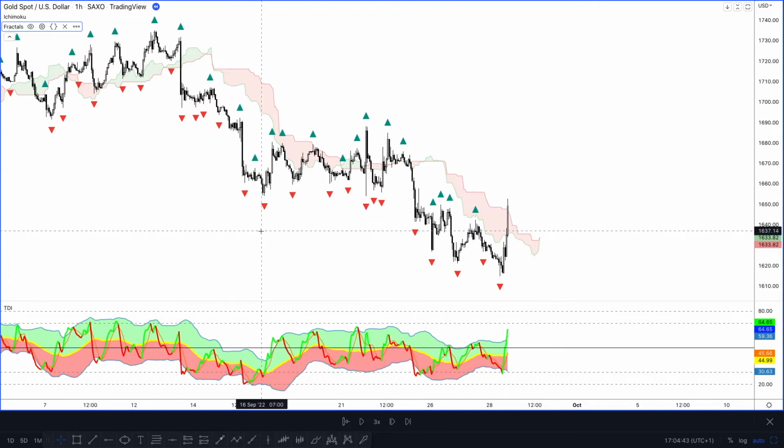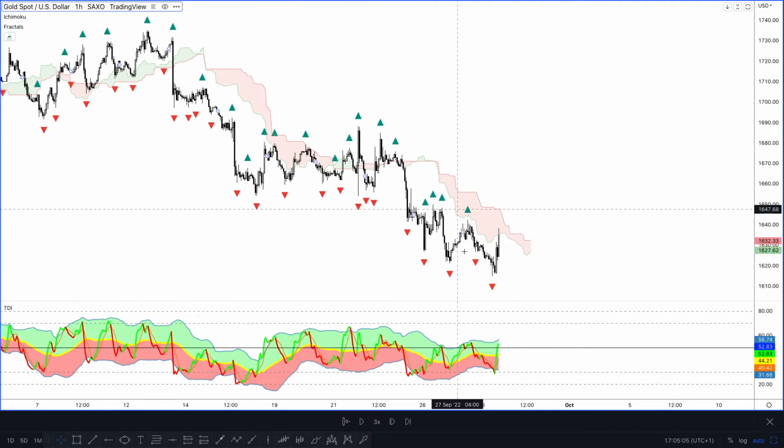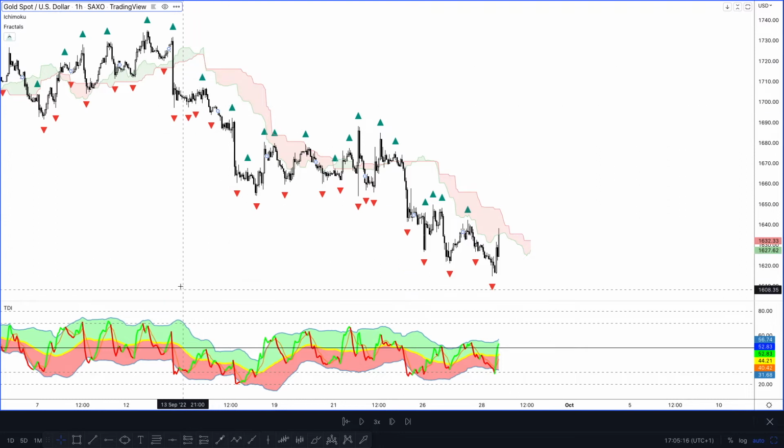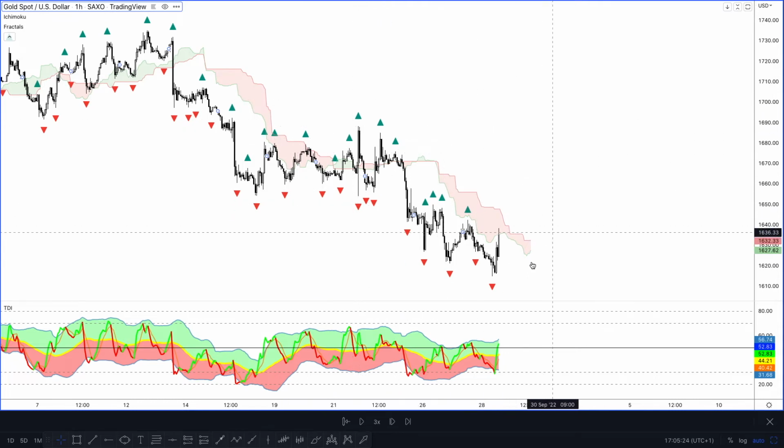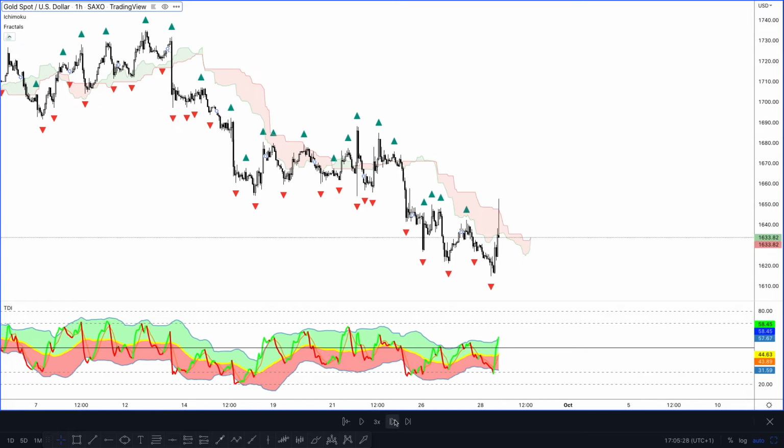So what I'm going to do is use the bar replay just to show you how you would take these trades live. So our confluences for a buy trade is just to make sure that price action is above the Ichimoku cloud, and then we have a bullish TDI crossover, and then for a sell it would be price action below the Ichimoku cloud and then a bearish TDI crossover. We're only using the fractal points to figure out where we can put our stop loss and where possible take profit levels can be. So let's just play the bar replay.